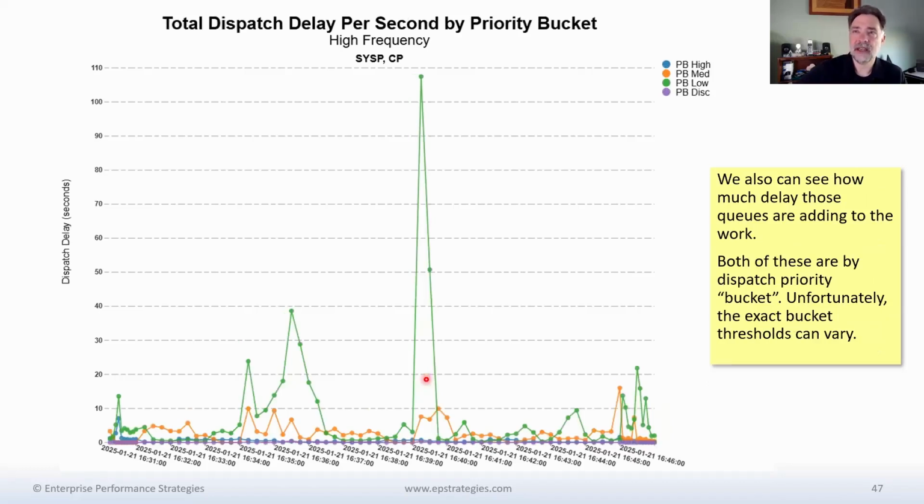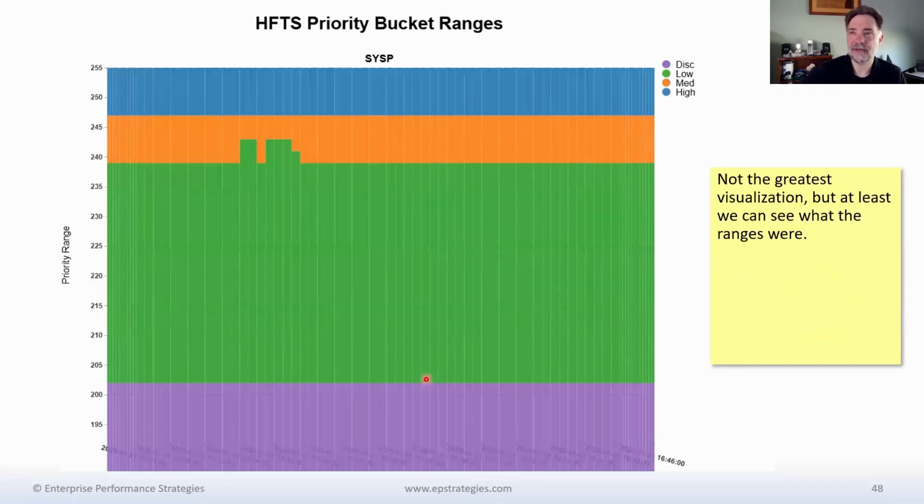And we can also see how much delay we're getting across those priority buckets as well. Now, unfortunately, like I said, those priority buckets do vary. We do have a visualization of that. It's not the greatest visualization in the world, I realize, but it does give us a sense for the dispatching priority ranges for the high, medium, low, and discretionary. Discretionary will always be down here.